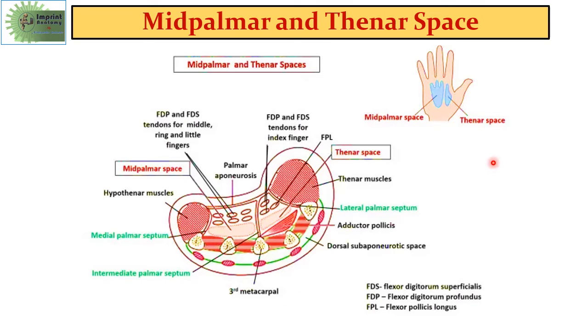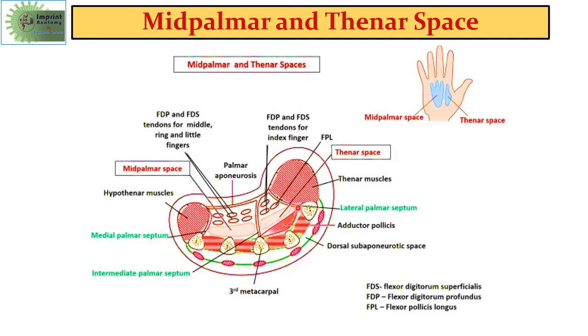So yes, as we have seen, this is the section of the hand. This is the anterior region. You can see this is the mid-palmar space and this is the thenar space. In the hand also, you can see over here the mid-palmar space located in the middle of the palm, and the thenar space at the thenar region or the thumb region.